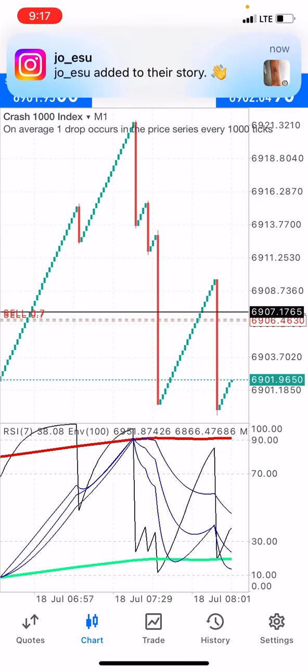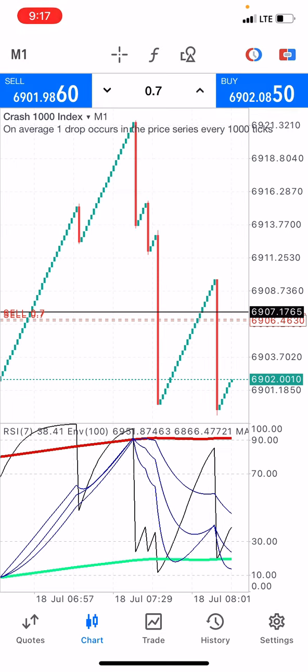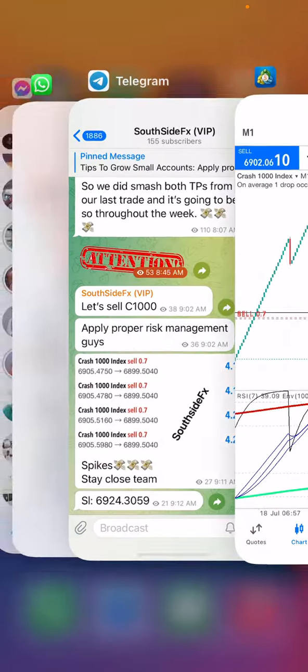I'm catching spikes right now. Myself and the VIPs on my team, we're winning, catching a lot of spikes, and this is a powerful strategy. I will show you how we use it to catch spikes. All right, let me show you guys.